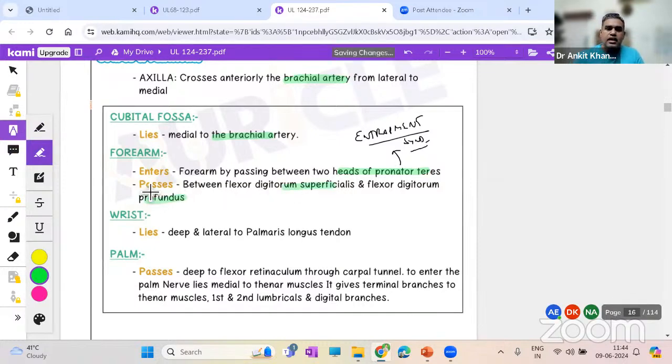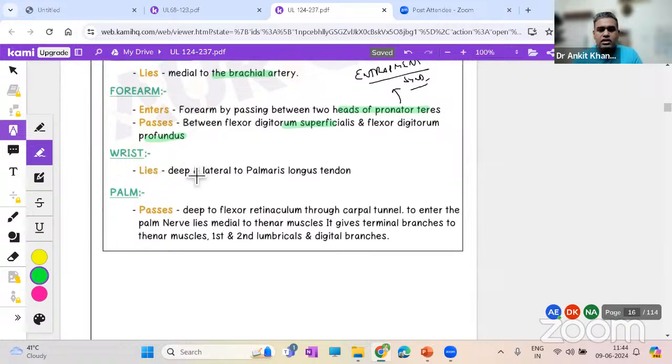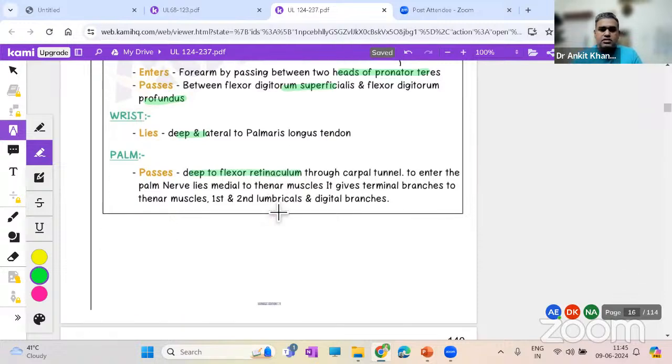In the wrist, remember, it lies deep and lateral to the palmaris longus. Why deep? Because it has to pass deep to the flexor retinaculum through the carpal tunnel. Okay, and then it will give branches to some thenar muscles and the first and second lumbricals.